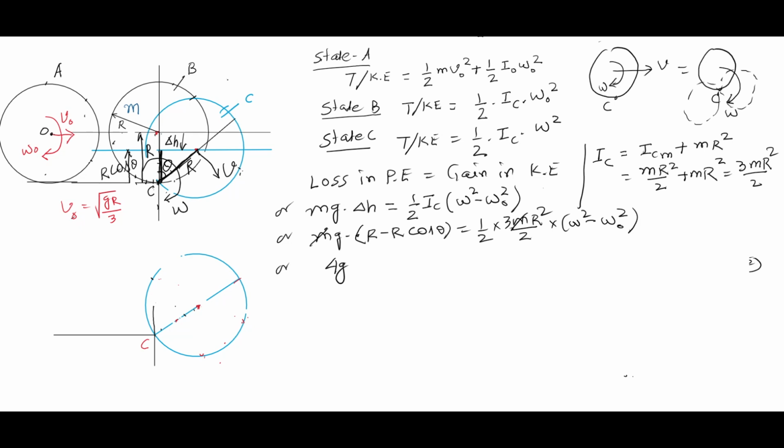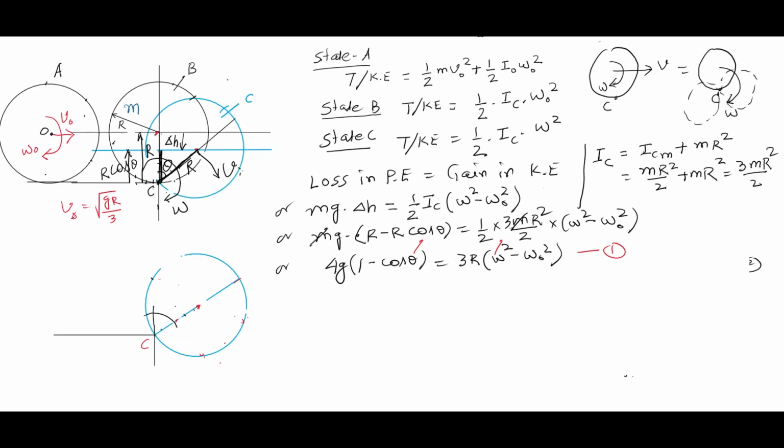Canceling, we'll write 4g, and the r will also cancel: 4g into 1 minus cos theta equals 3r into omega square minus omega naught square. This equation has two unknowns, one is theta and the other is omega. So we'll have to get one more equation. We'll now consider equilibrium of forces in the radial direction.